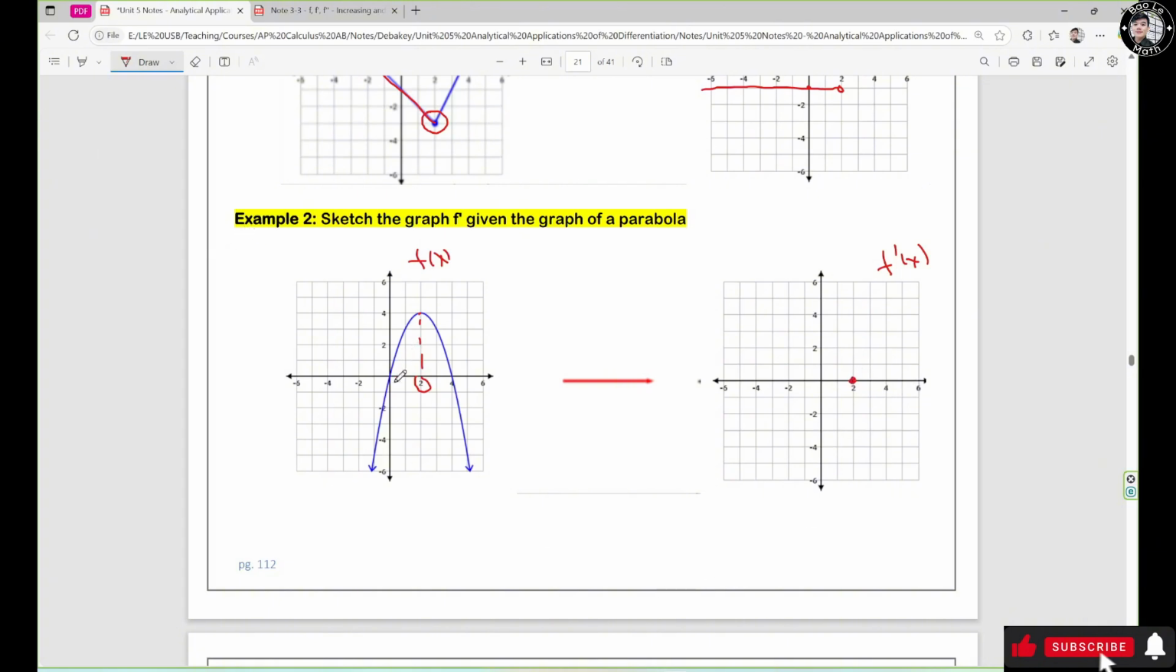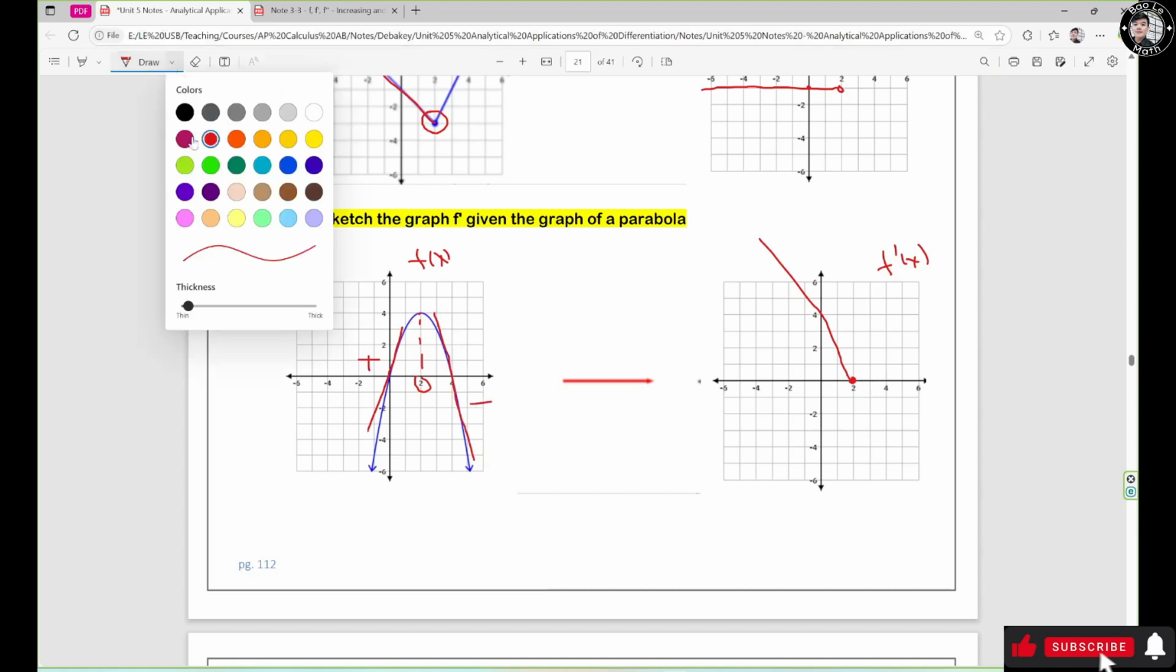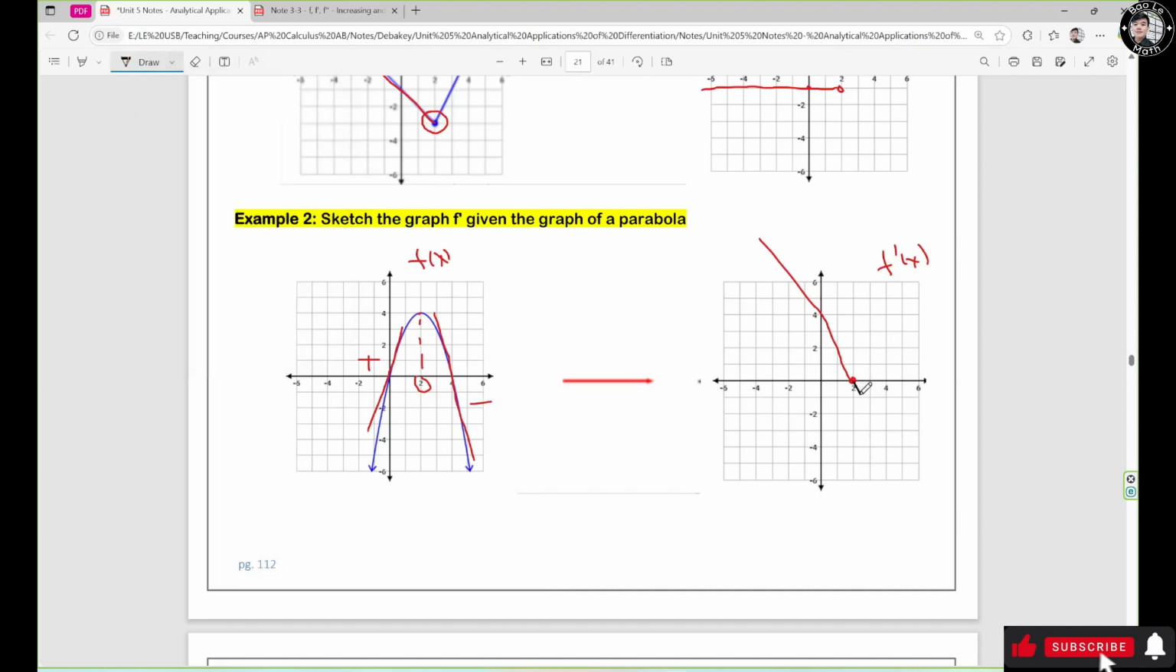Alright, next one, you need to draw the tangent line on the left of 2, right? So it could be like this. And you see that the slope of the tangent line is positive, which means it's going to be above the axis, right? So it could be something like this. Now second one, we need to draw the tangent line right here. And you see that the slope is negative, which means the second half should be below the axis, so it could be something like this. And this one is the graph of the function f prime of s, right?